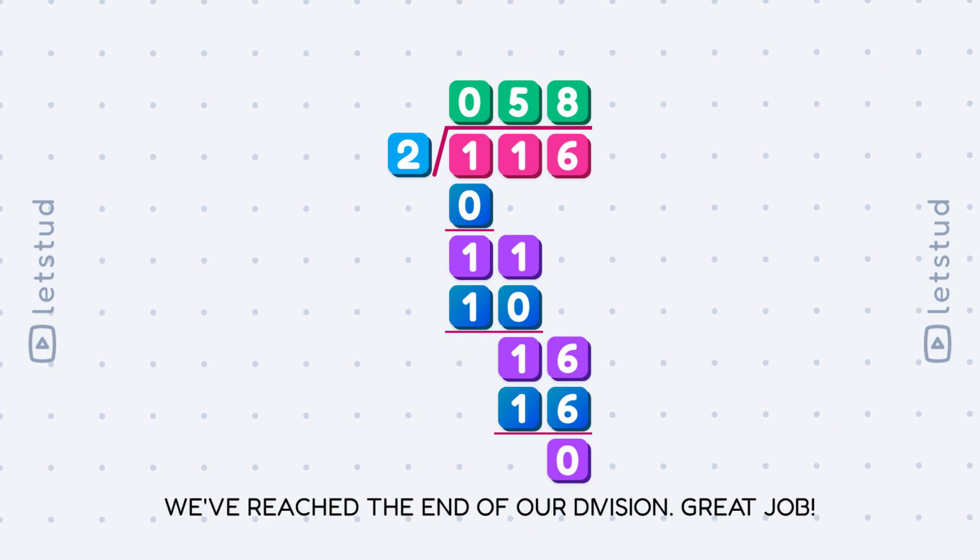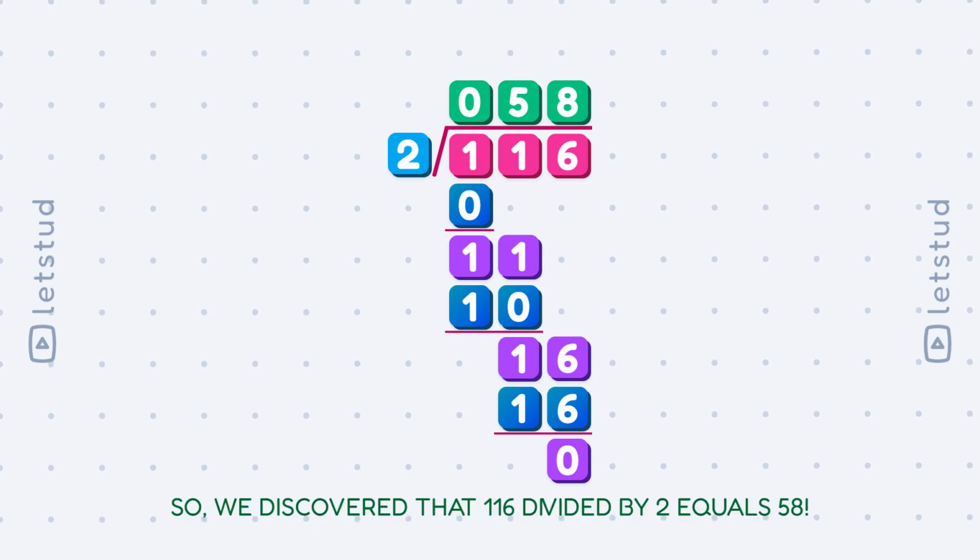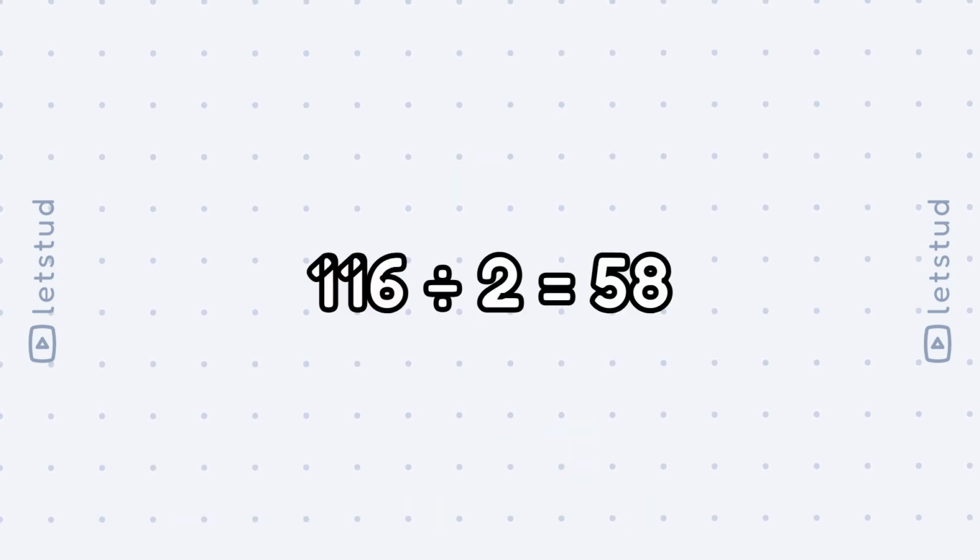We've reached the end of our division. Great job. So we discovered that 116 divided by 2 equals 58. Great job, everyone. We tackled 116 divided by 2 step by step, learning how to handle each part. Remember, practice makes perfect, and you're all doing amazing.